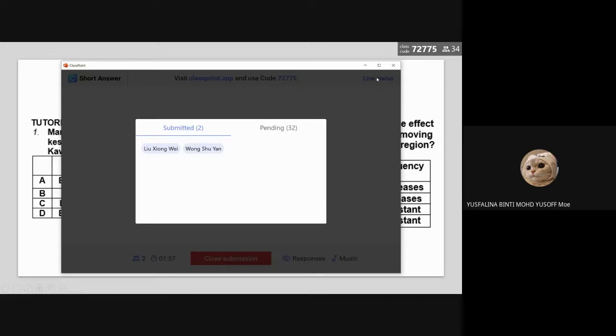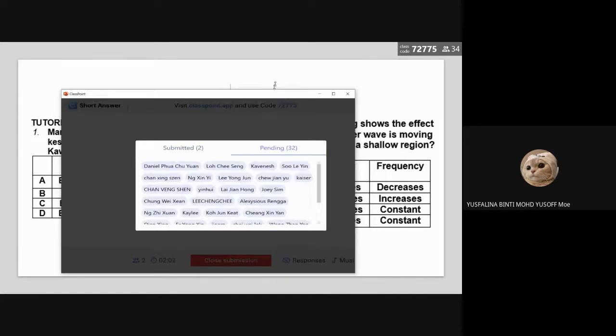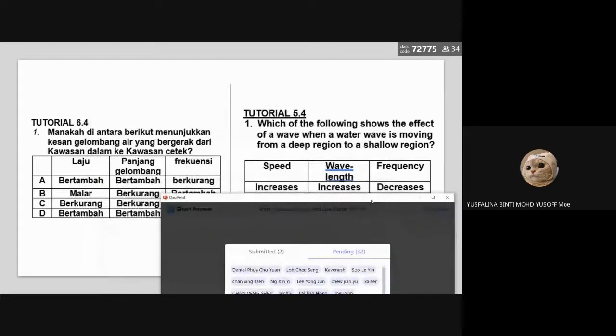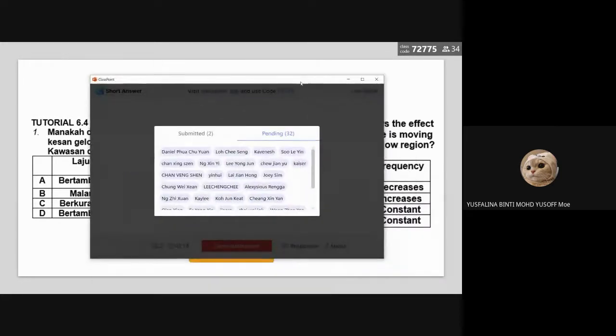Okay, so where's others? Where's your answer? So it says here, which of the following show the effect of the wave when the water wave is moving from a deep region to a shallow region? Why I can join?